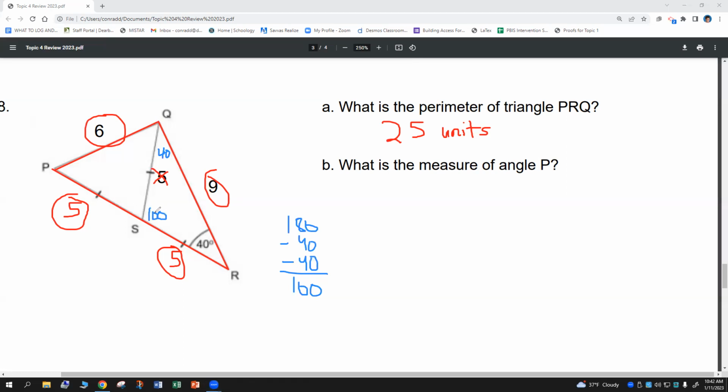So this is 100. Okay, and then these two angles here form a linear pair, right? It forms that straight line, straight angle. So we can do 180 minus 100, which gives me 80.